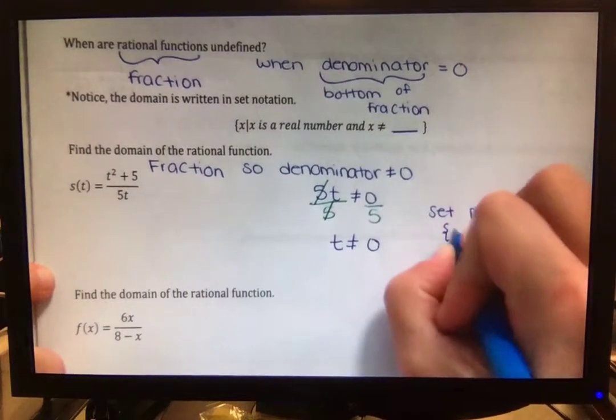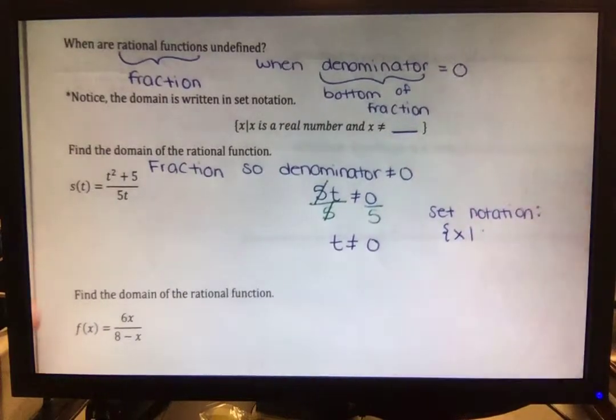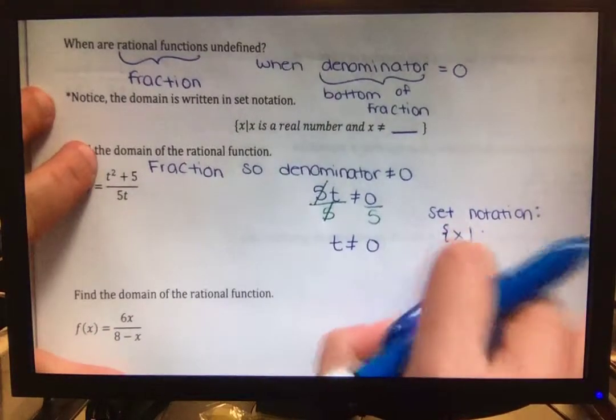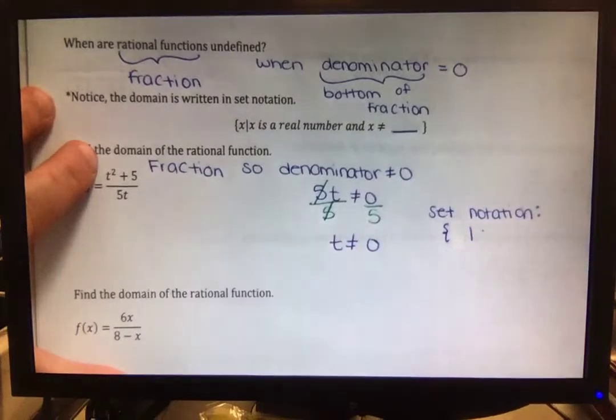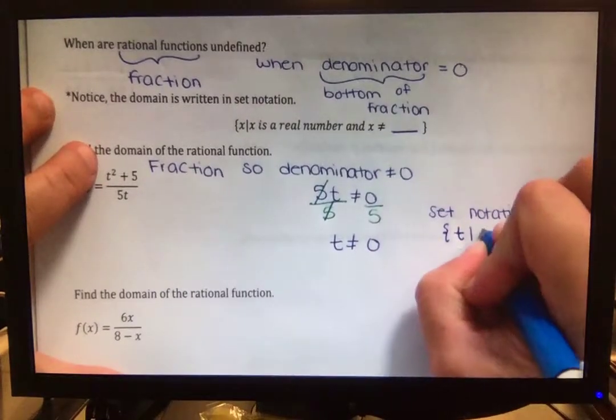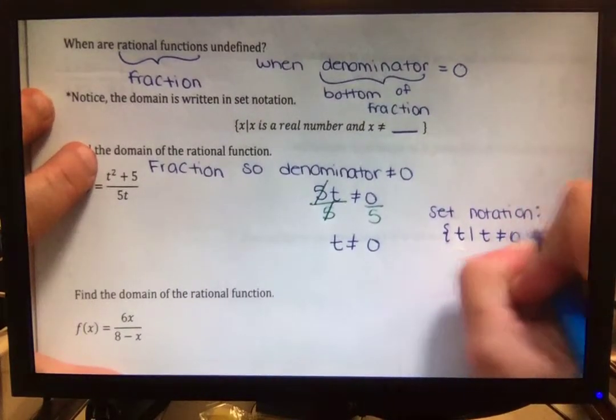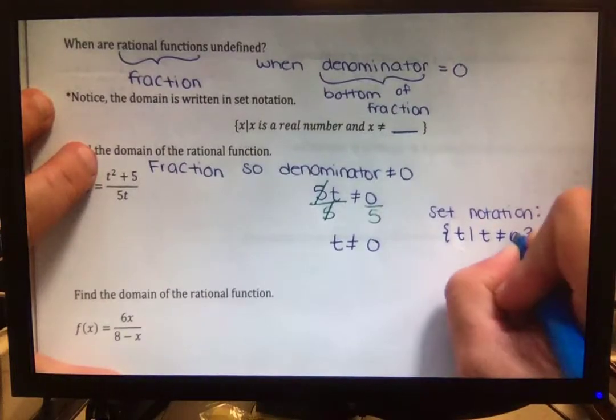We have the set of x such, I'm sorry, we don't have x's here, we have t's. The set of t's such that t cannot equal 0.